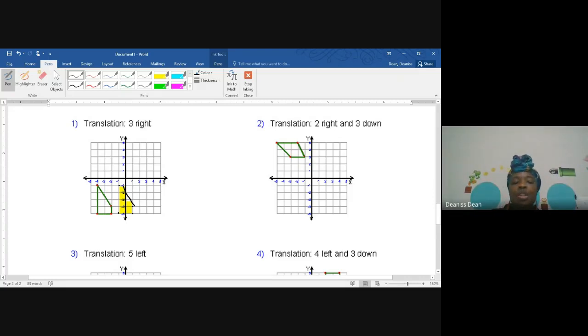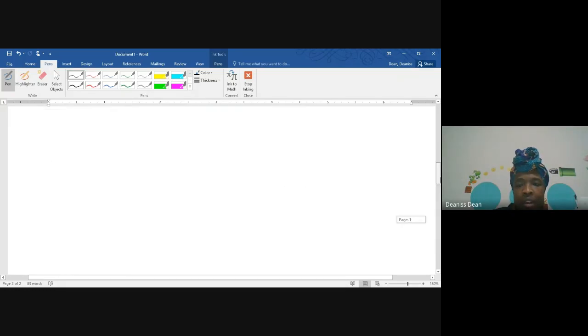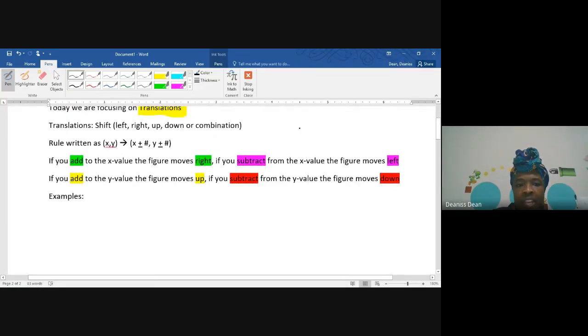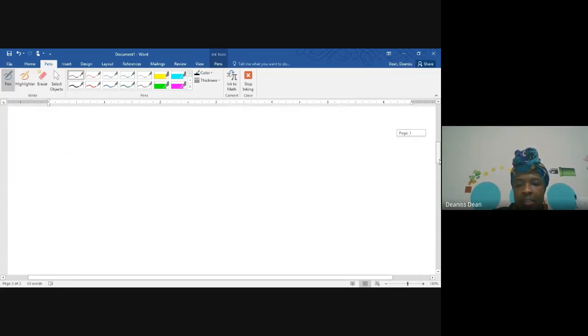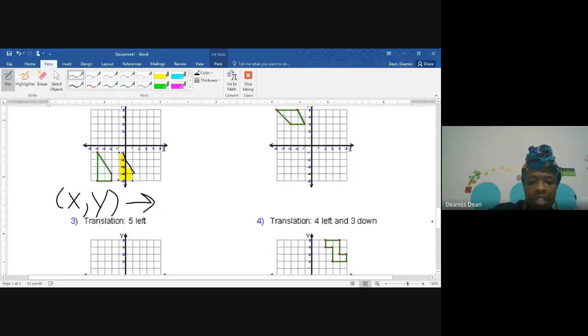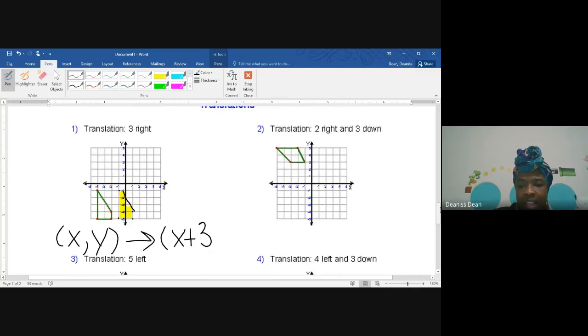And sometimes it'll ask you what the rule is. So basically, this is how we will write the rule. I will always have X, comma, Y, an arrow, and the figure moved to the right. So it moves to the right 3. If I go back up here and look at these rules, it says if you add to the X value, it moves to the right. So we're going to take this, and in parentheses, add to our X value. We're going to add 3 because it said move 3 to the right. And then it didn't say move up or down, so I don't do anything to Y. I just write comma Y. And that would be the rule.